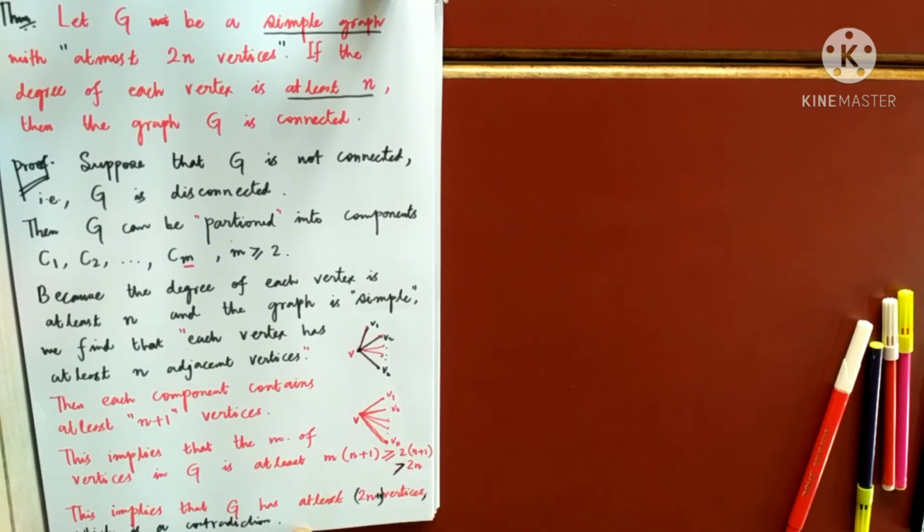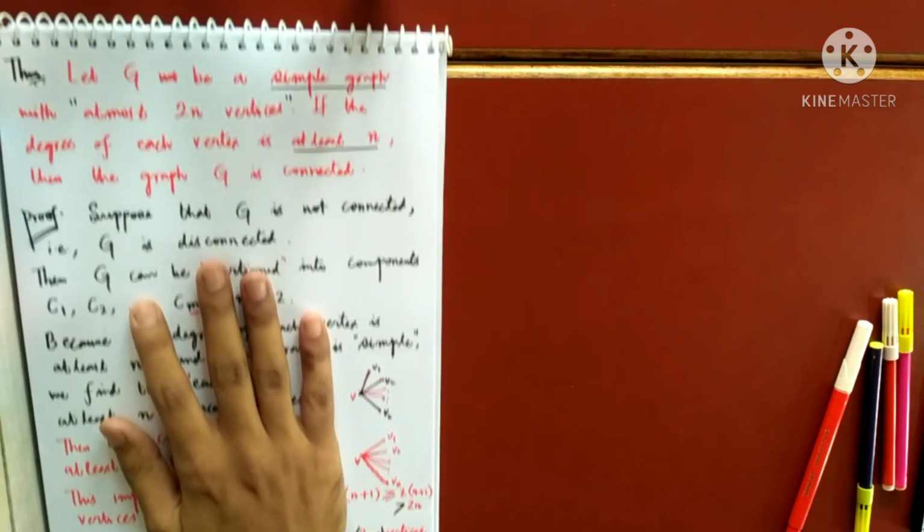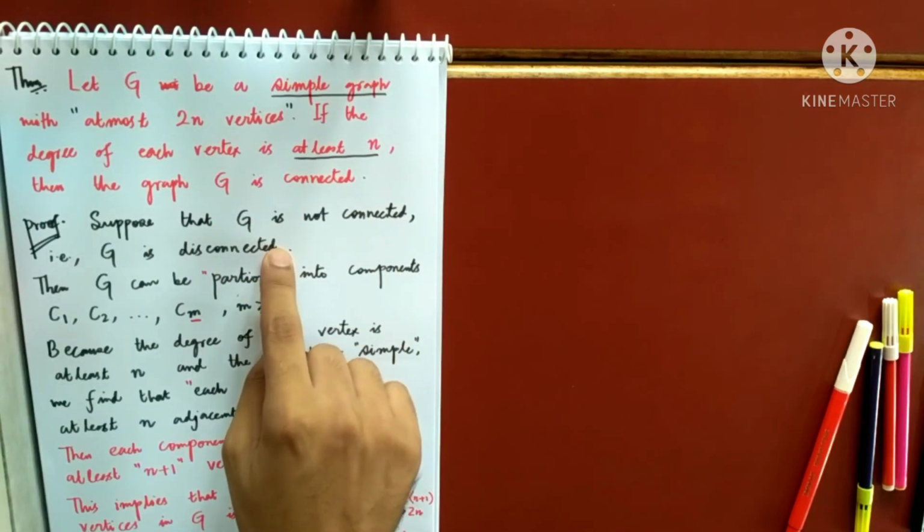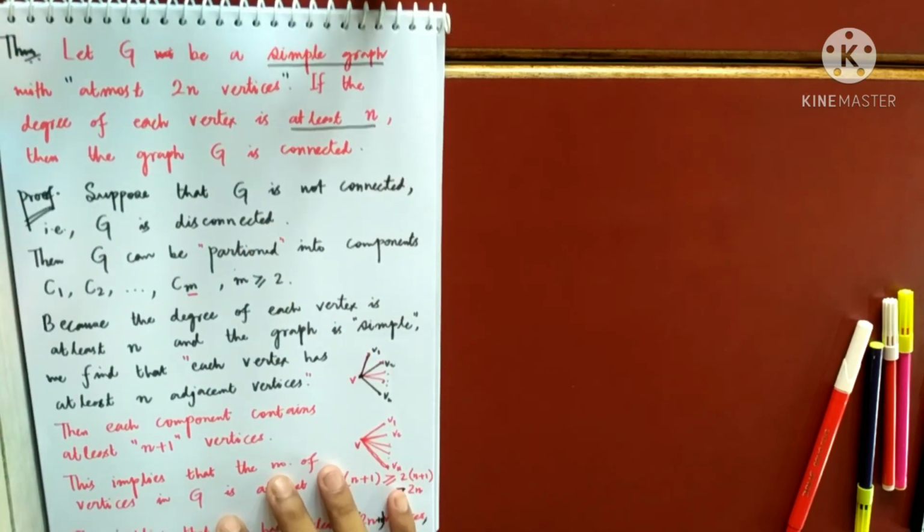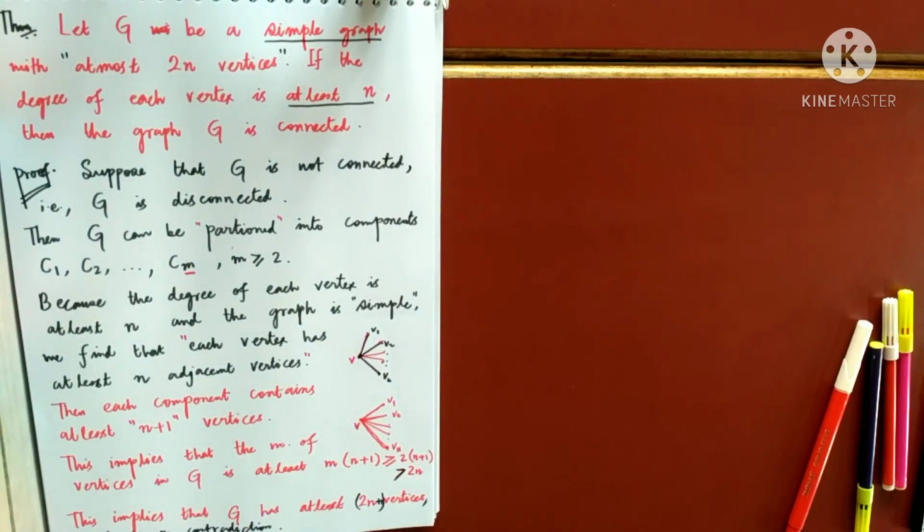So why did this contradiction occur? Because I assumed a wrong thing. This was a wrong thing. That means G is connected. So you write down the last sentence. Therefore, G is connected. Okay, just write down the last thing. I'm just writing the proof here, but you just write down the last sentence. Therefore, the graph G is a connected graph.